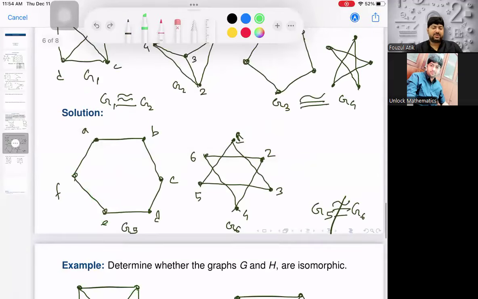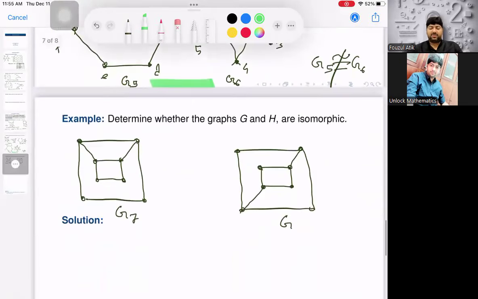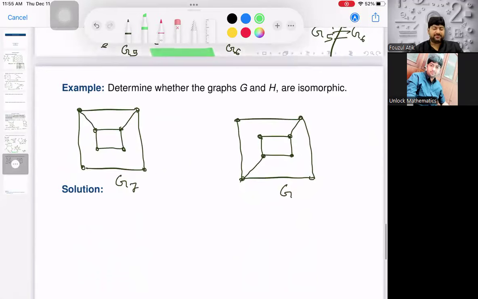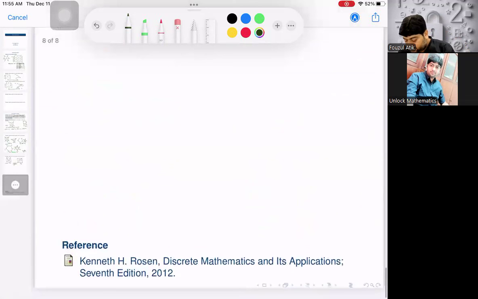Degree sequence means the degrees of the vertices. Here in G5 and G6 also, the degrees are the same. All of them have the same degree, but the graphs are not isomorphic. Clear? So this way, if the graphs are isomorphic, you have to define the function, and if the graphs are not isomorphic, you have to give a reason: this property is there in one graph which is not there in the other graph. So graphs G7 and G8 are not isomorphic. Clear? So I'm done with this.